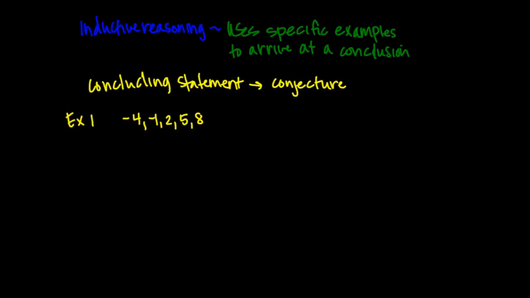So the instructions, instead of saying what is the pattern, will say write the conjecture for these numbers, and then maybe find the next 2 terms. So what is the pattern? Well, we see that we go from -4 to -1 to 2 to 5 to 8. So do you see that we're adding 3? So my conjecture is add 3.